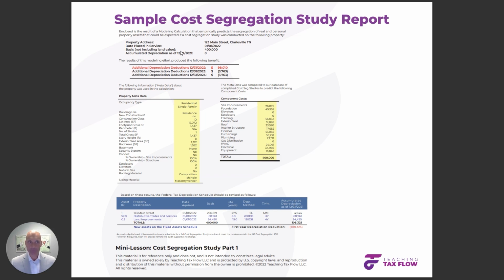With this cost segregation study, we were able to identify, and I want you to turn your attention down here where my cursor is, 5 and 15-year asset class types within Main Street. Because this was done in 2022, and we have bonus depreciation of 100% available in 2022, this taxpayer would receive an immediate first-year deduction of $108,000 on this property with $400,000 of building basis, remember, not including land, instead of the normal 27.5-year straight line depreciation. So this is a sample cost segregation study report. All right, this concludes part 1, and I look forward to seeing you in part 2.